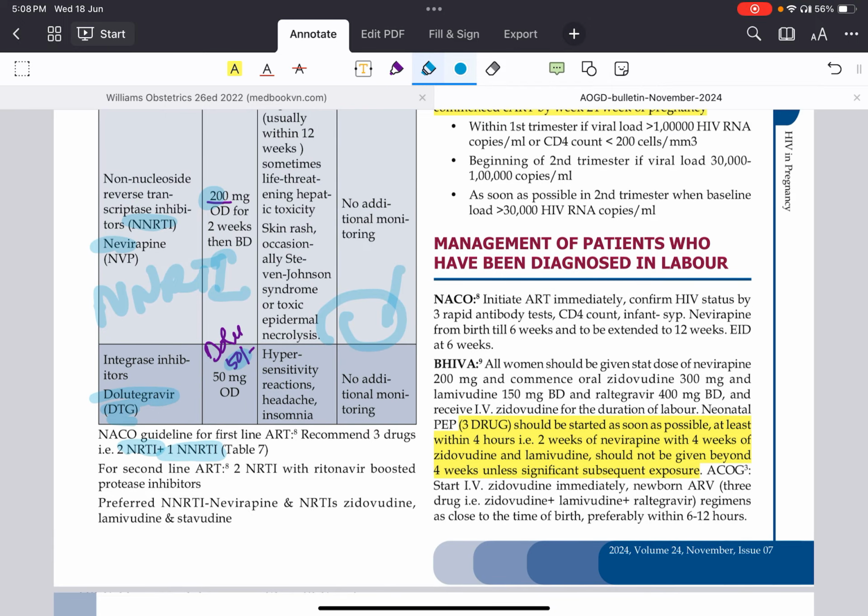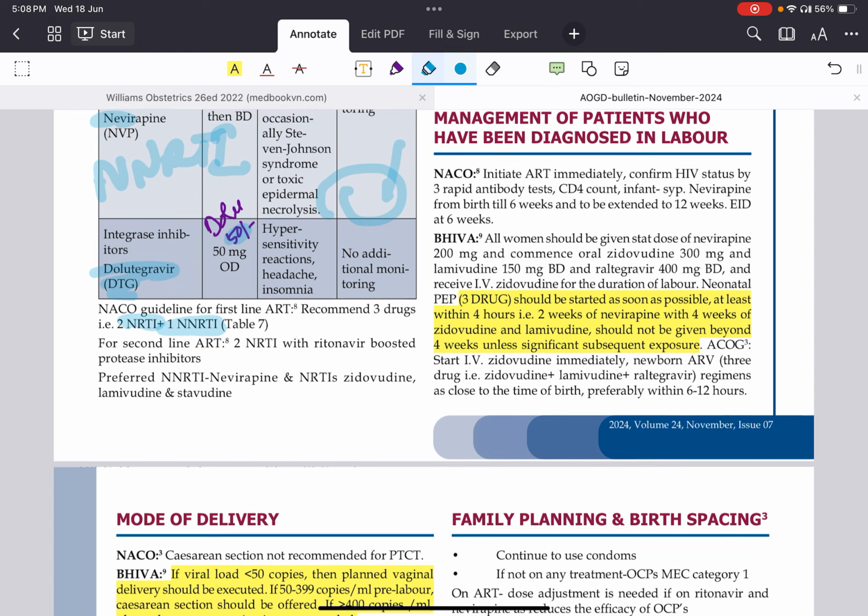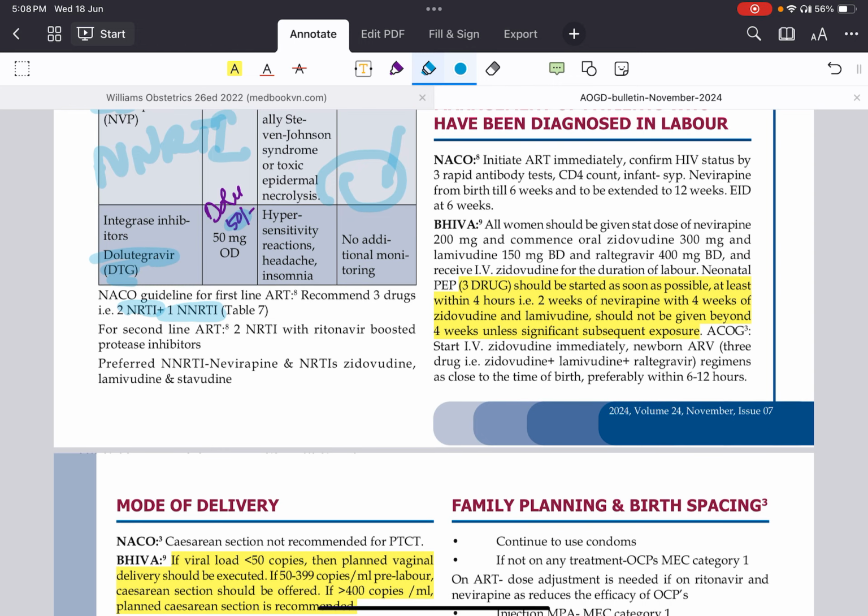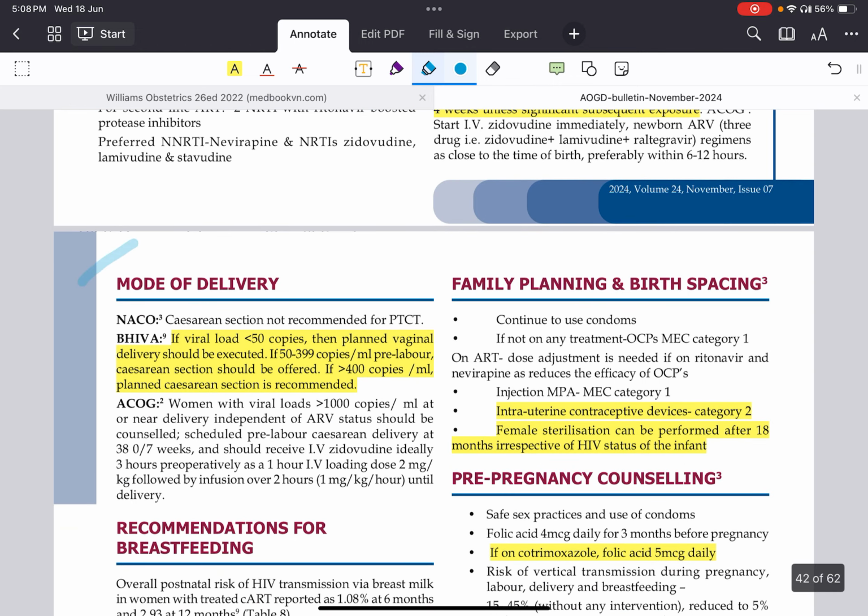Then management of patients who are diagnosed in labor. Remember the mode of delivery. NACO says that there is no need of cesarean section. BHIVA, that is the British HIV Association, says this is very important, and this is very easy, in fact, a bonus. If the viral load is less than 50, then go for vaginal delivery. If viral load is 50 to 400, then you offer her cesarean section. If more than 400, then definitely cesarean section.